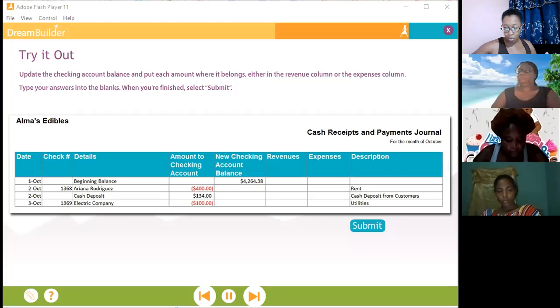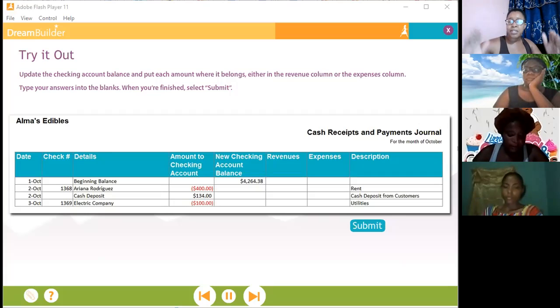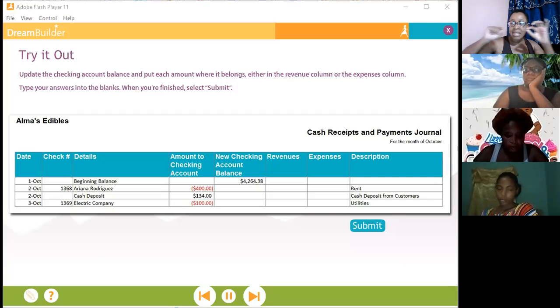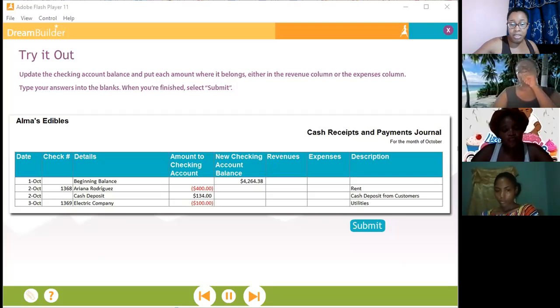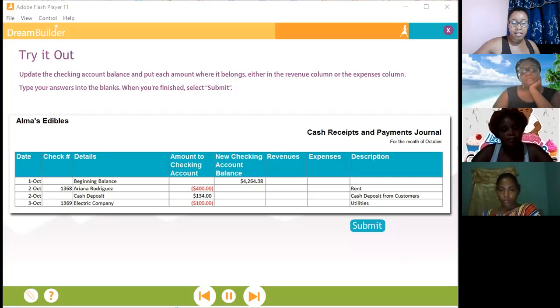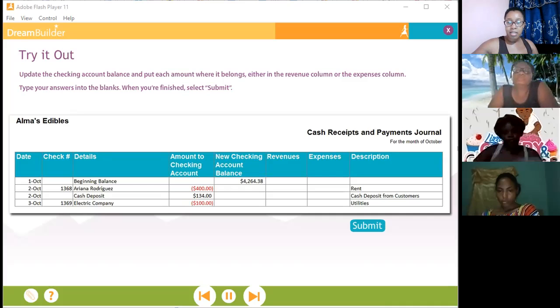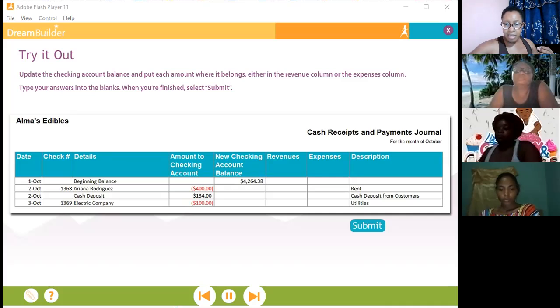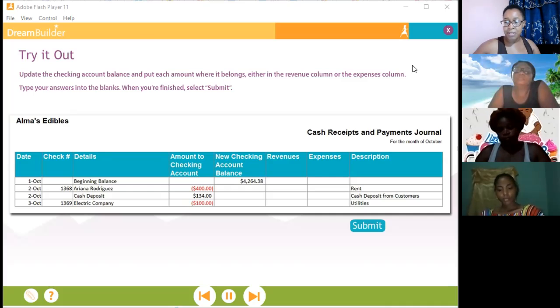All right, so with that being said, we are looking at the beginning balance. Now, what we want to do, first of all, is see what happens in the next row. So the next row says 2nd of October, check number 1368, paid to Ariana Rodriguez, and the amount came out of the checking account, $400. Can Abigail Charlie tell me, what do I need to do now? What's my first calculation?